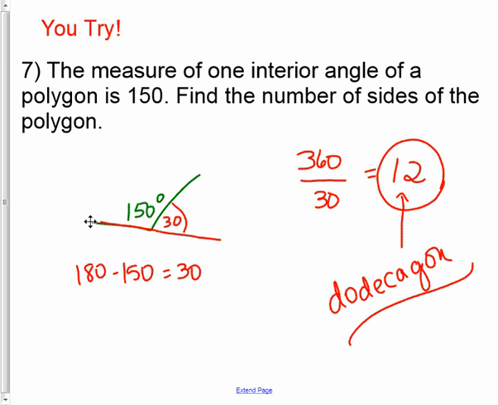Okay, so again, you're looking for the number of sides here. But you have the interior angle, so you know you can find the exterior one and take 360 divided by that exterior angle in order to tell you the number of sides there.